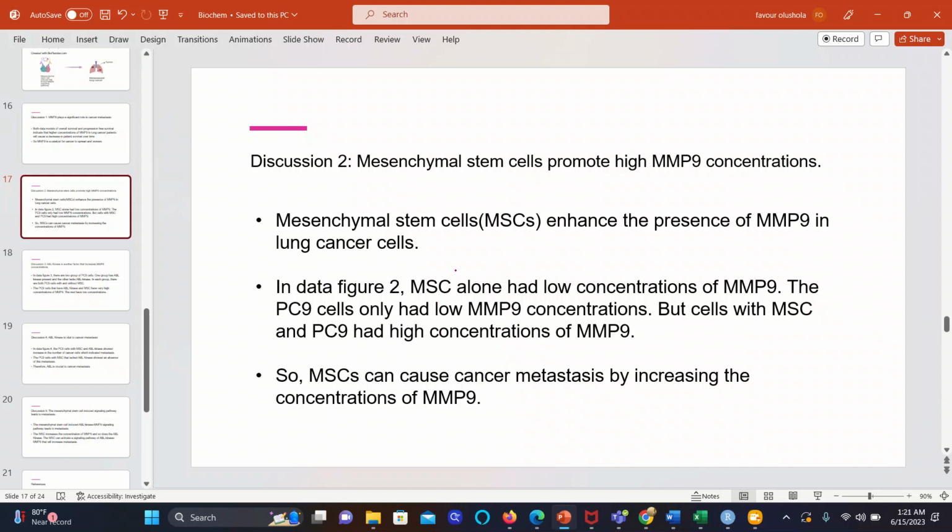So this tells us that, again, we're starting to answer the overall research question about the role of MSC. Can it cause metastasis in lung cancer? We're starting to answer that question because here we can see that MSC will cause cancer metastasis because it's increasing the concentrations of MMP9, and as we addressed before, MMP9 causes cancer metastasis.